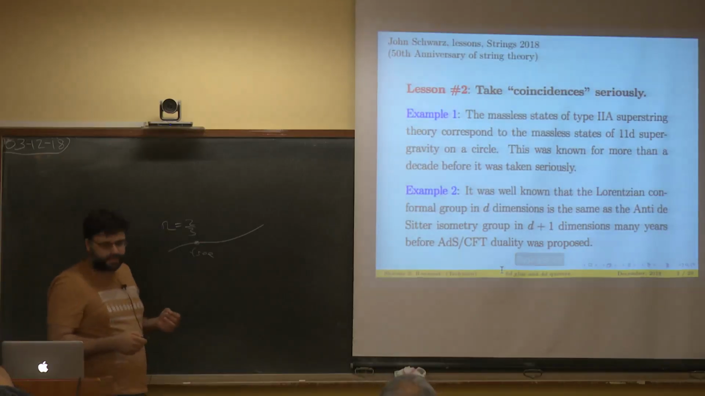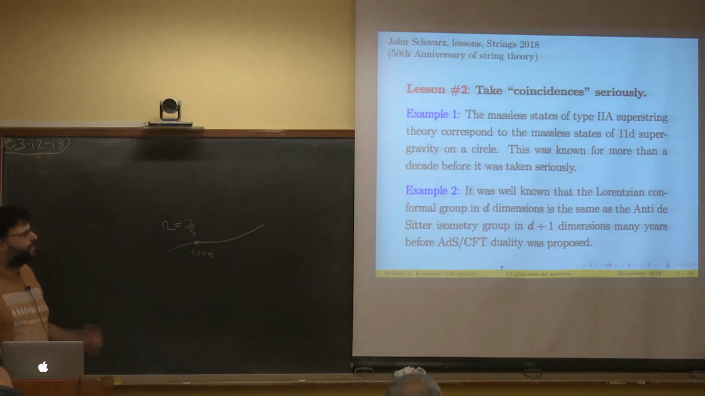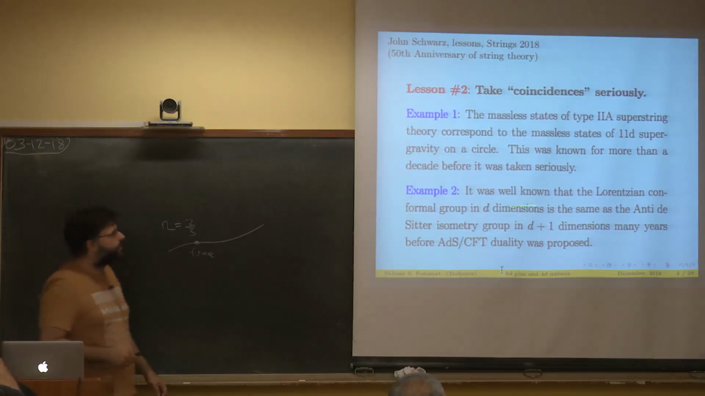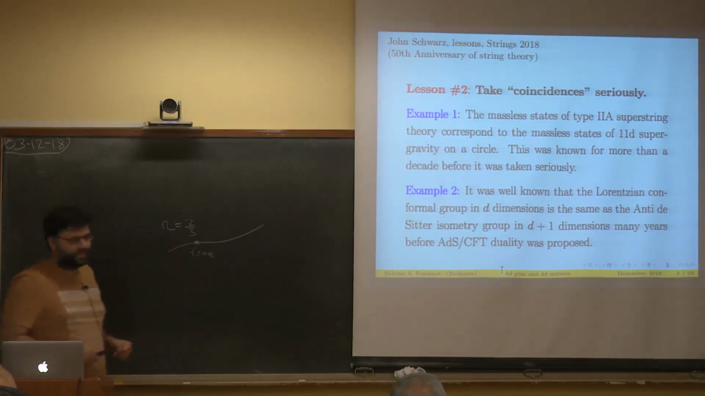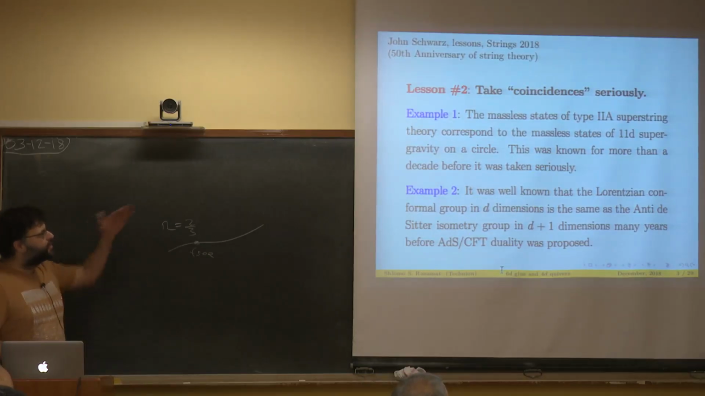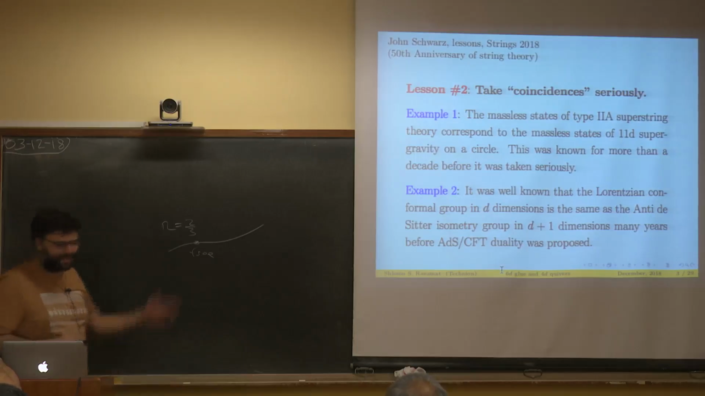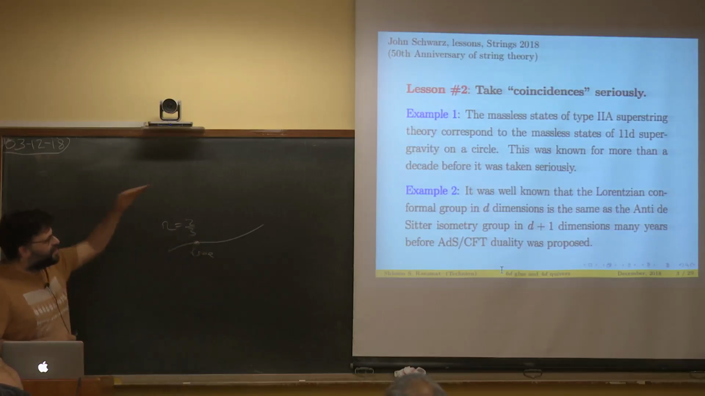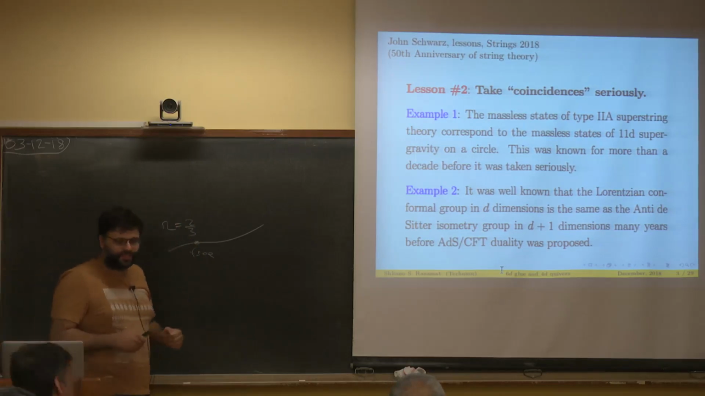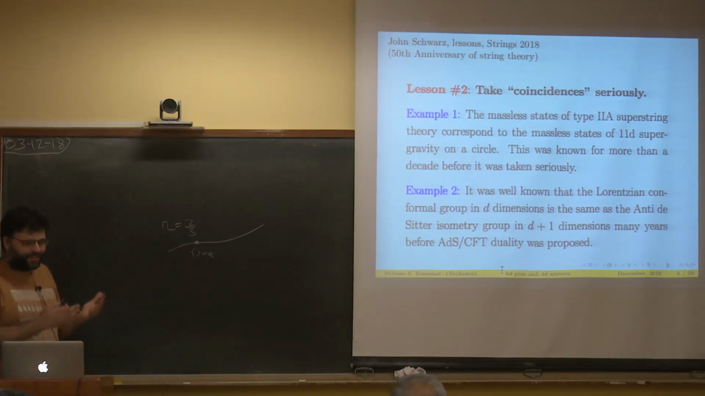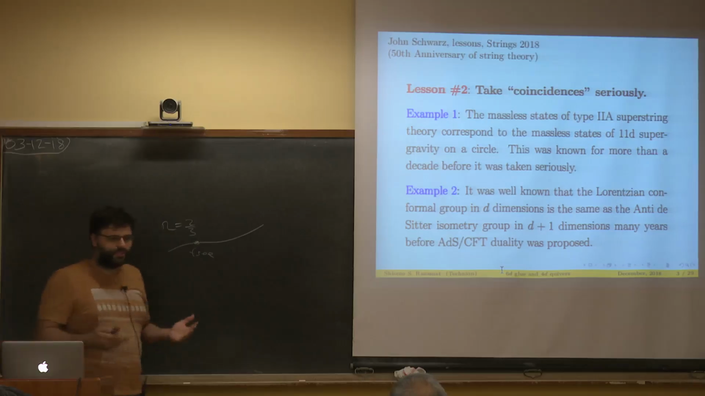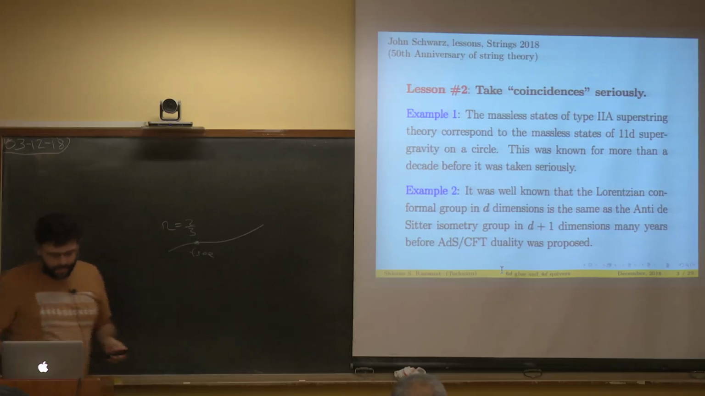And here I will steal some slides from the Strings conference, which happened this summer. So we are celebrating 50 years of string theory. John Schwartz gave a very nice talk, as also Shiraz did, but I didn't steal Shiraz's slides. I stole John Schwartz's slide. So he gave lessons that we learned from string theory. One lesson is to take coincidences seriously. This is not some kind of huge coincidence, but it's still a coincidence that we should maybe understand better. What is the coincidence?